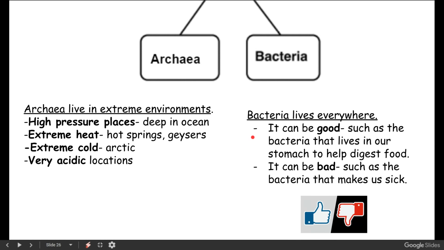We have a lot of bacteria that helps us digest food, a lot of bacteria that helps us fight infections. So there's good bacteria, but there's also bad bacteria, such as bacteria that makes us sick. We tend to refer to this bacteria as germs.